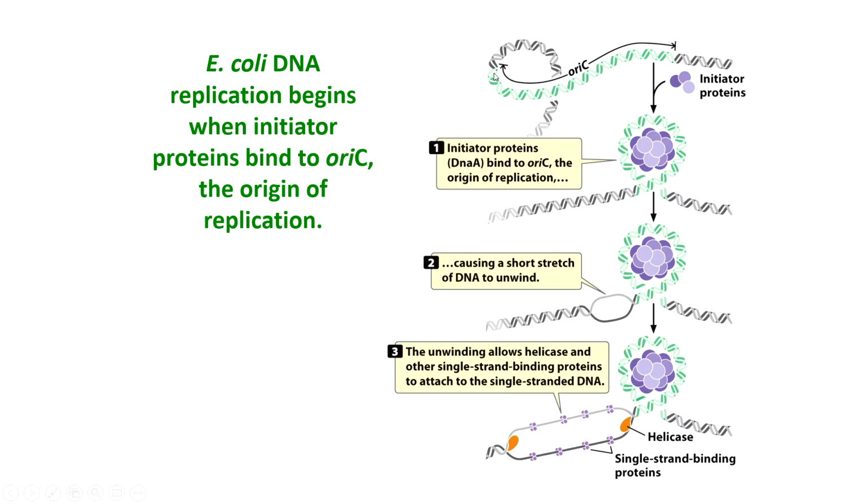Okay, so here's the ORI-C of E. coli, 245 base pairs long, and it's a specific sequence that initiator proteins that bind to DNA will recognize and form this loop. And so now here we have the DNA-A initiator proteins bound to ORI-C. This causes a short stretch of DNA to open up at the base of this loop. And that tiny little spot represents an open window of opportunity for helicase to come in and attach, and single-stranded binding proteins to attach to keep this replication bubble open.